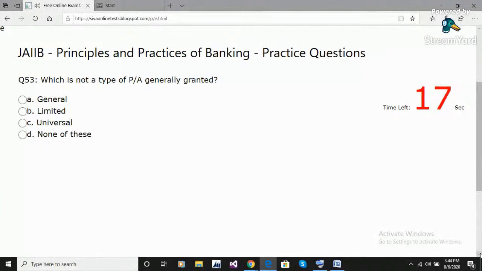Question 53. Which is not a type of P/A generally granted? Option A. General. Option B. Limited. Option C. Universal. Option D. None of these. Answer D. None of these.